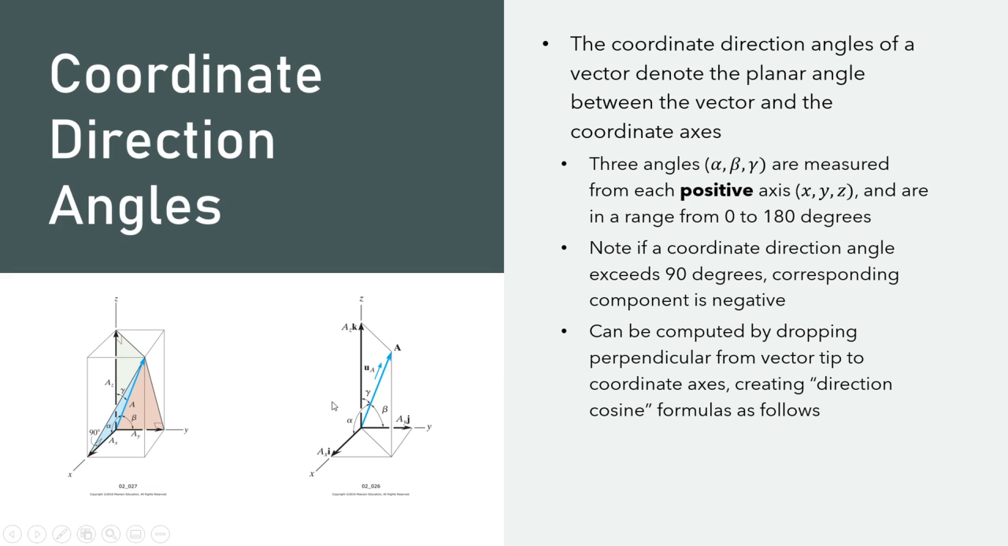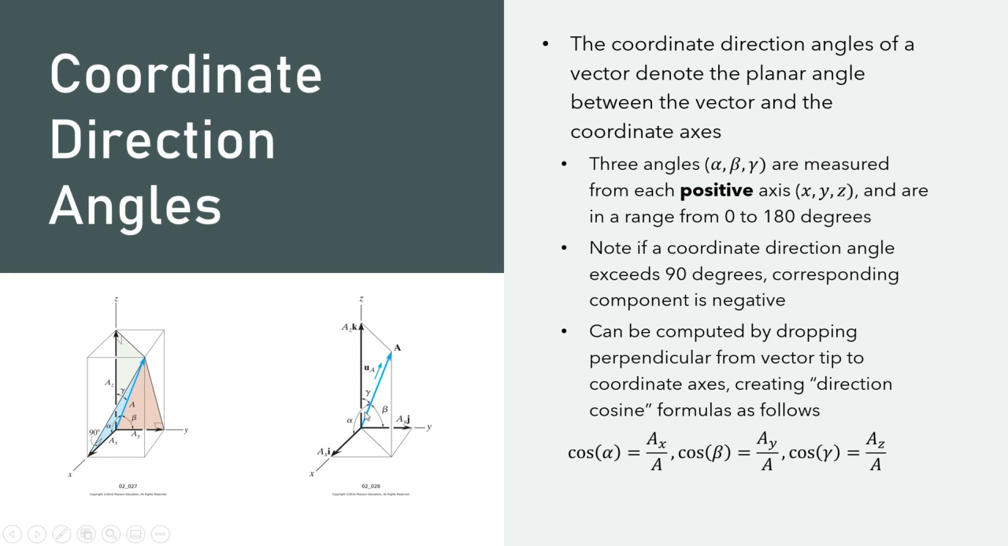And if you think back to SOHCAHTOA, the trigonometric function that relates the component to the magnitude of the vector will always be the cosine. And that's why these angles are defined in terms of cosine functions that relate the ratio of the components to the magnitude. And you've heard the term direction cosines before. So that's where each of these formulas are coming from.